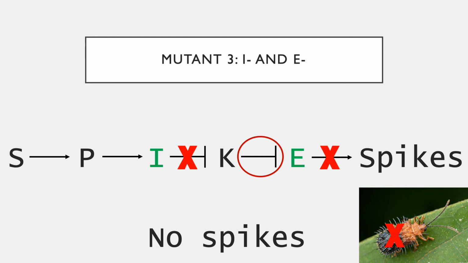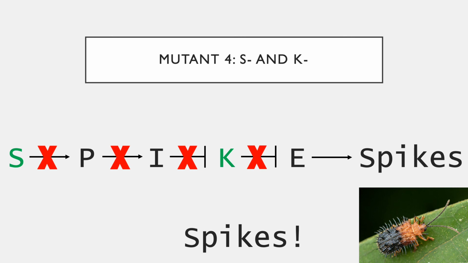The third mutant strain is mutated in both the I and E genes. In this situation, the I gene product is not able to inhibit the action of the K gene. Since the K gene is not repressed, it is able to inhibit the action of the E gene even if it wasn't mutated. However, the E gene is also mutant, and because of this it doesn't matter what else is mutated. The spikes will not be produced with the mutated E gene.